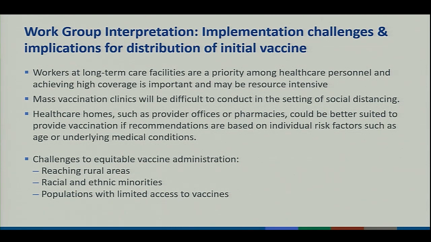The work group also noted challenges to equitable vaccine administration. These include, but are certainly not limited to, reaching people in rural areas, reaching racial and ethnic minorities, and reaching people with limited access to vaccines. Next slide.